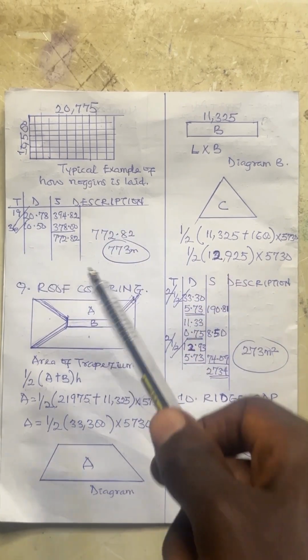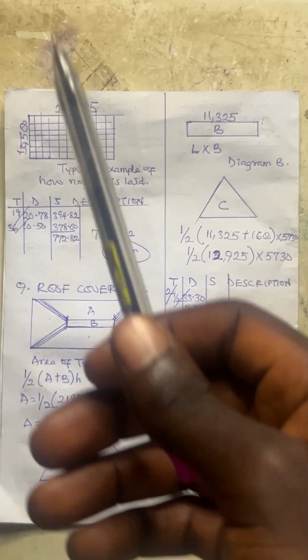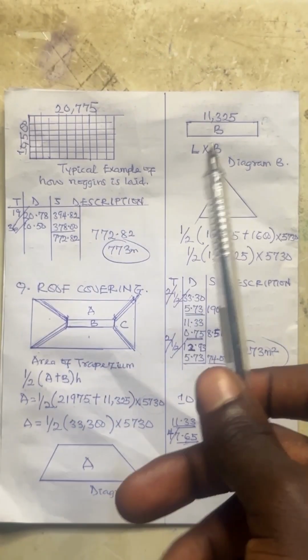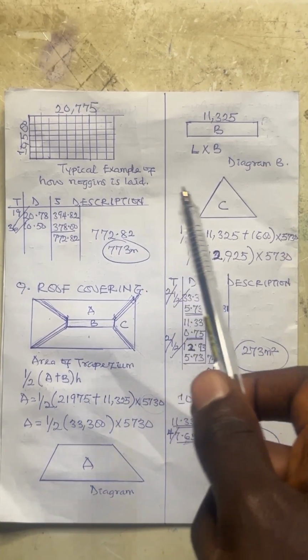We describe if it is 100 by 150 mm, if it is 50 mm by 75 mm, whatever it is in your section, it is going to be your description for noggins.